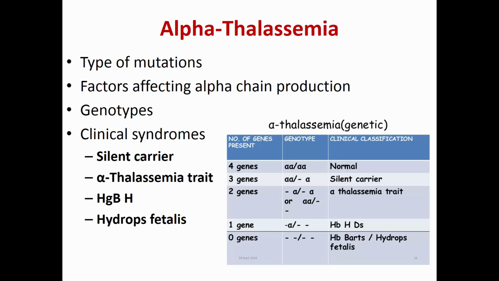Okay? And of course, if you are missing all 4 of them, the way that I told you, 2 parents that have the deletions on 1 chromosome are going to pass that chromosome with the deletion to their offspring. You are not going to have any alpha, incompatible with life: hemoglobin Bart's and hydrops fetalis, which is not compatible with life, the fetus is going to die.